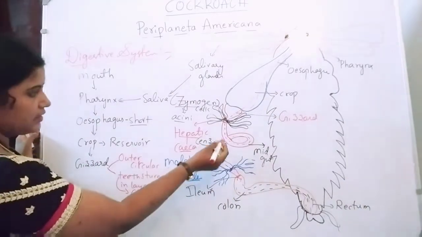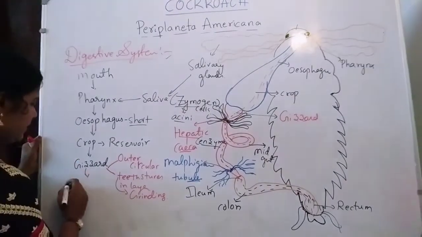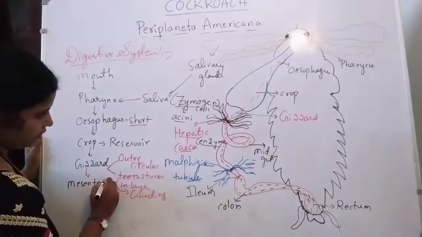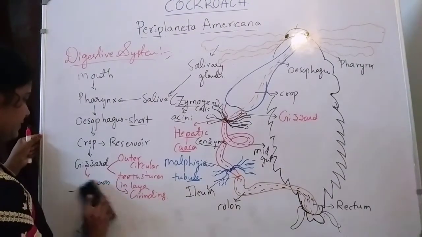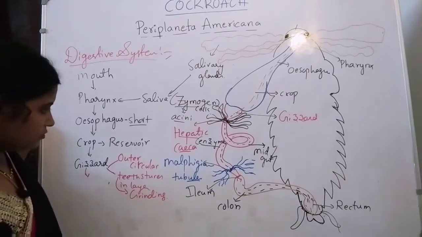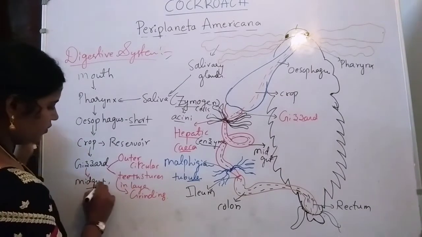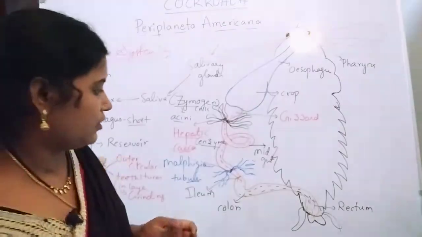So here outer circular muscles after the gizzard, then it opens into the midgut. It is known as mesenteron, the midgut. We can write it as the midgut also. The midgut is also responsible for the digestion and absorption functions.